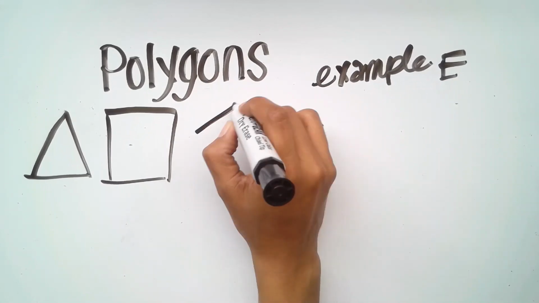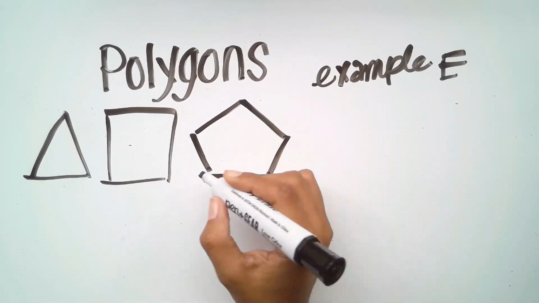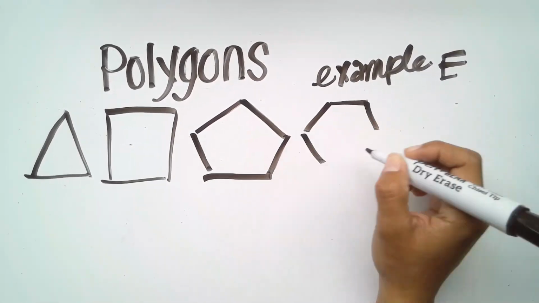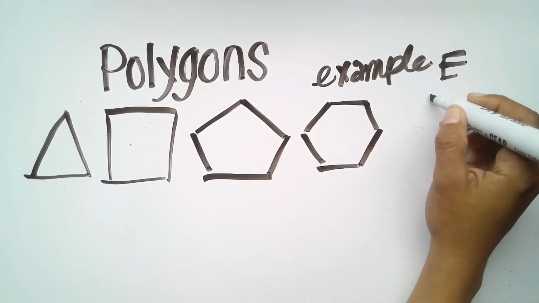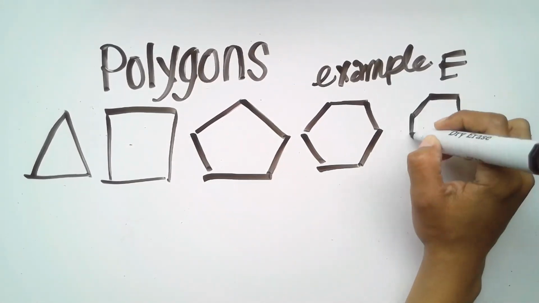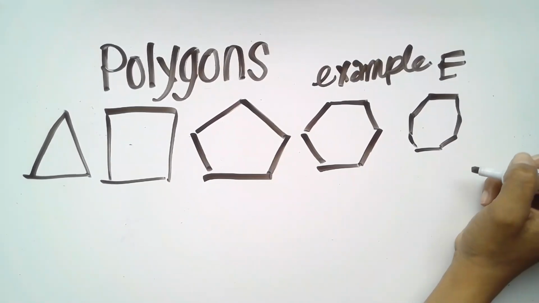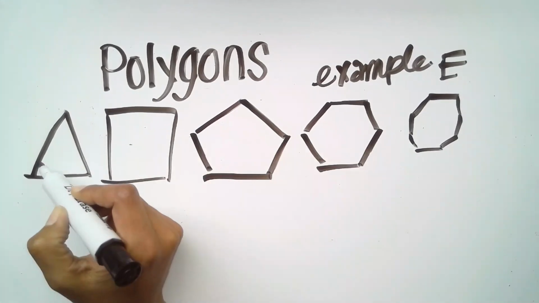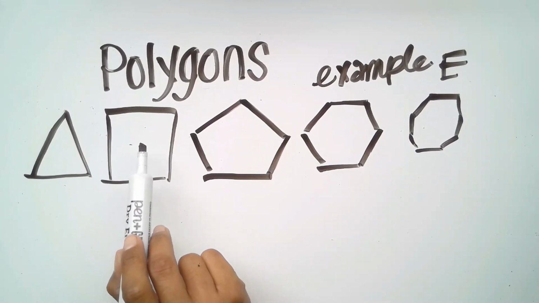We can have something like another regular polygon. Maybe it has 5 sides, or maybe it has 6 sides like a hexagon. It could be an octagon. Maybe it has 8 sides to it. Right? So one of the things that we have to consider when we do our formula is that not all figures are going to have 2 equal sides.